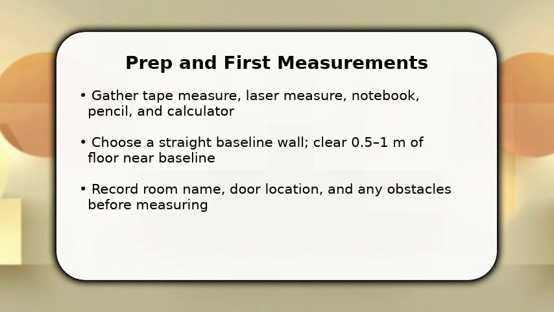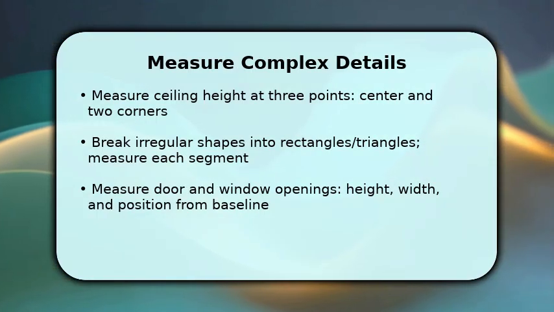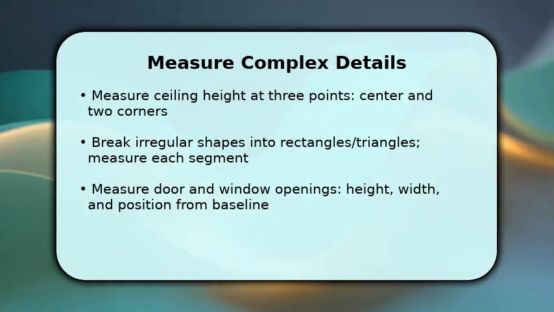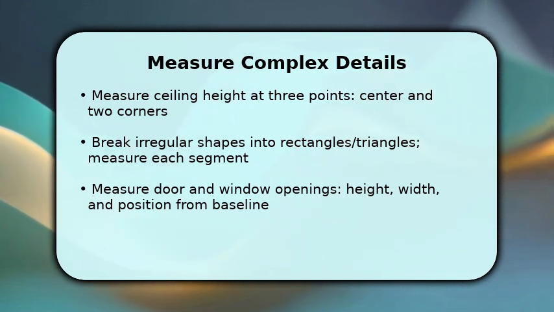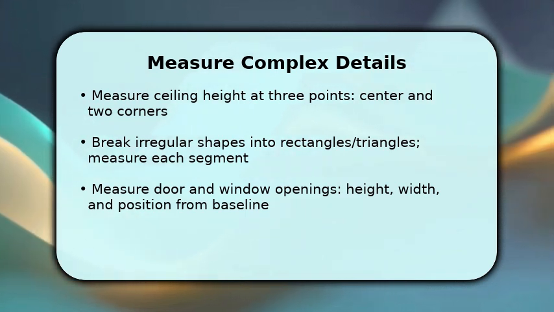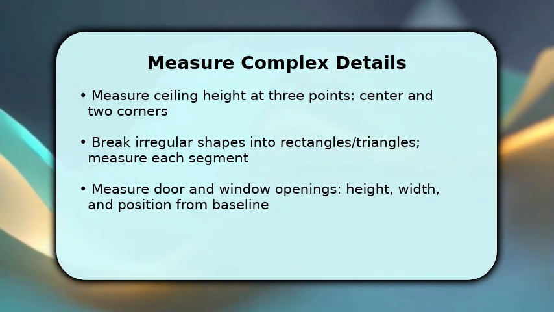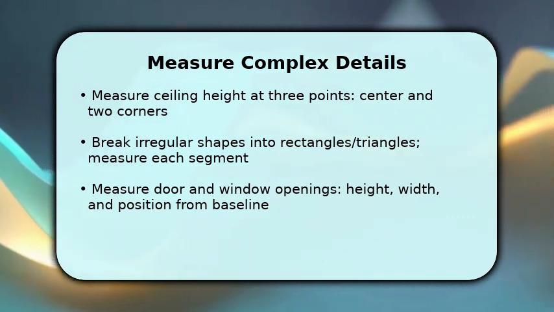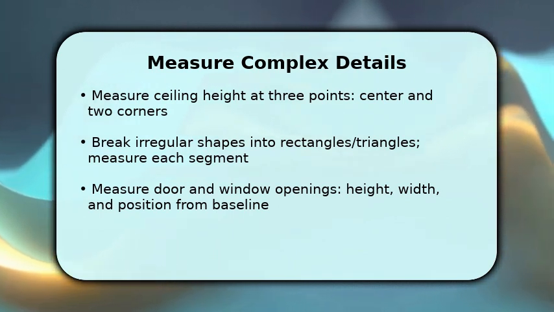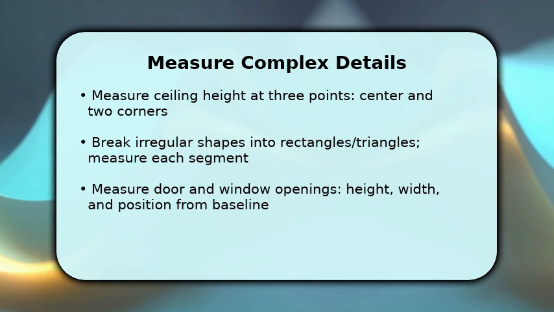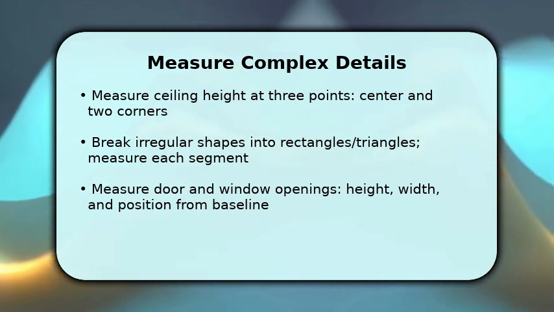Now you handle the tricky parts, ceiling height and irregular shapes. Measure height at center and near corners because floors can slope. Average these if they vary slightly. For alcoves or bump outs, divide the floor plan into rectangles and triangles, measure each segment, and label them. Measure door and window openings and their offset distances from the baseline so you can subtract or add area accurately. Doing this methodically prevents surprises when you total the room.